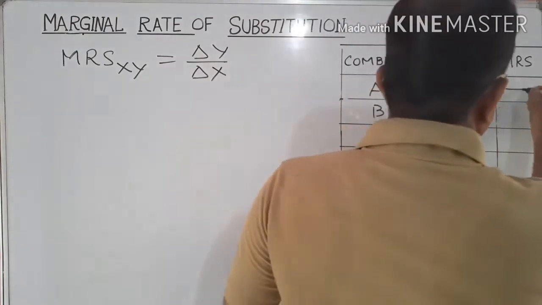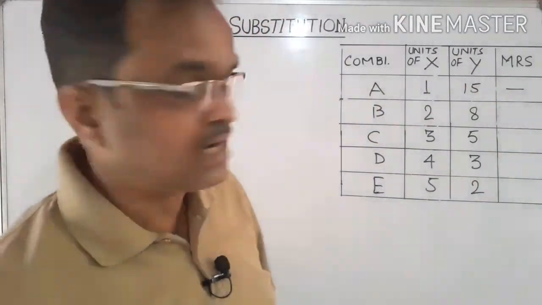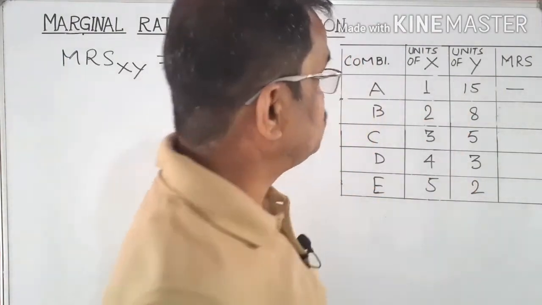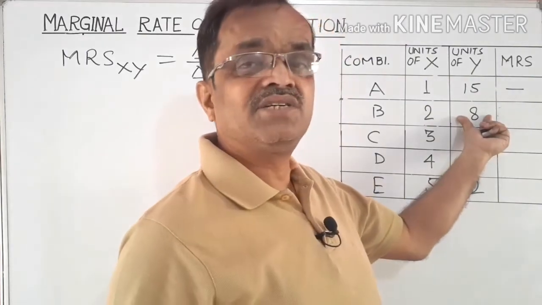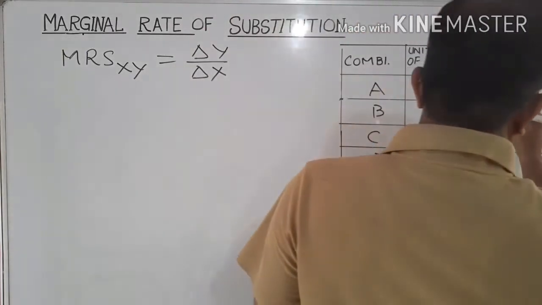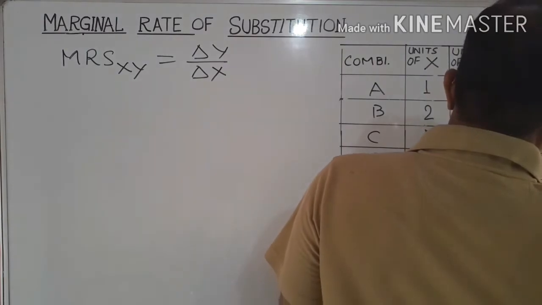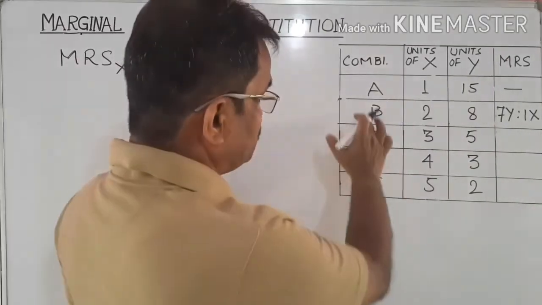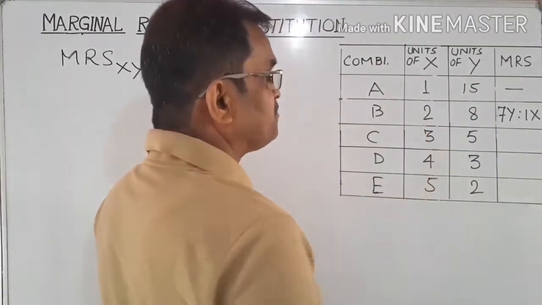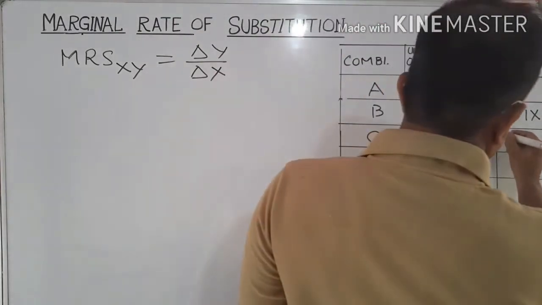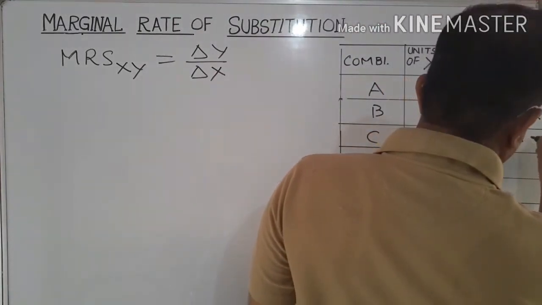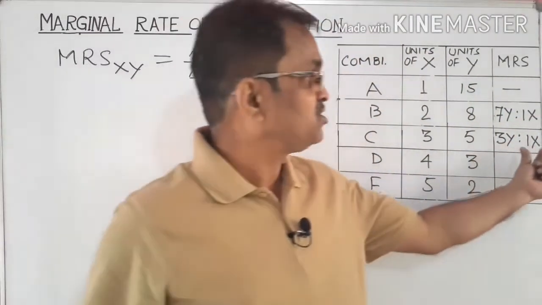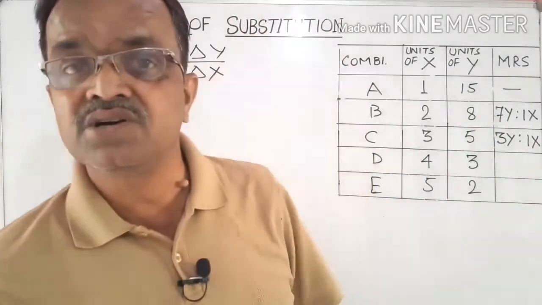Look at this table. For the first combination A, MRS cannot be calculated because we don't know the units before. Now for this combination B, 1 unit more of X is consumed, and for that 7 units of commodity Y are sacrificed. So we write down here 7Y is to 1X, means 1 unit of X substituted 7 units of commodity Y. Now for this combination C, 1 unit more of commodity X, but for that 3 units of commodity Y are sacrificed, means 1 unit of X has substituted 3 units of commodity Y.